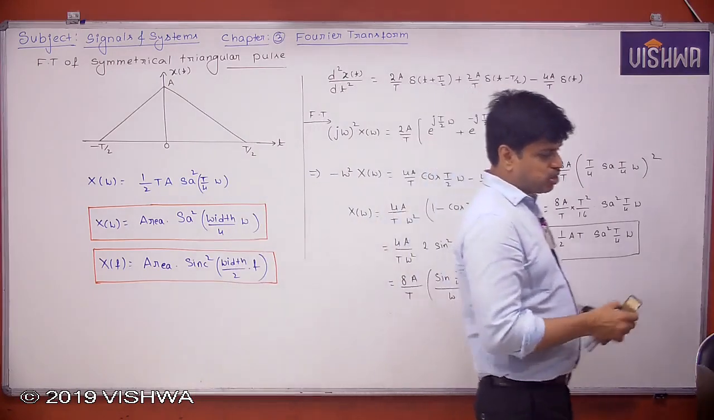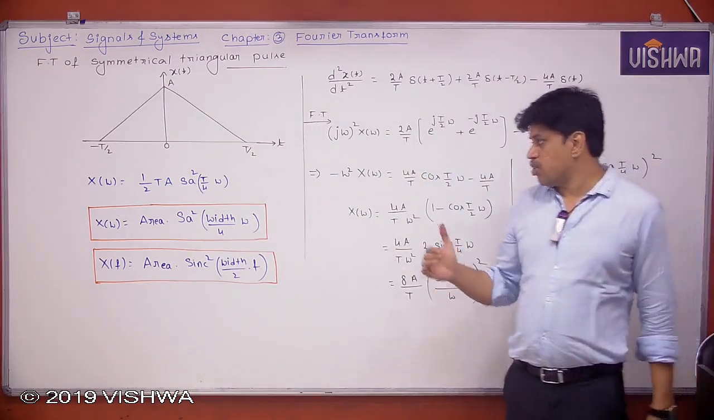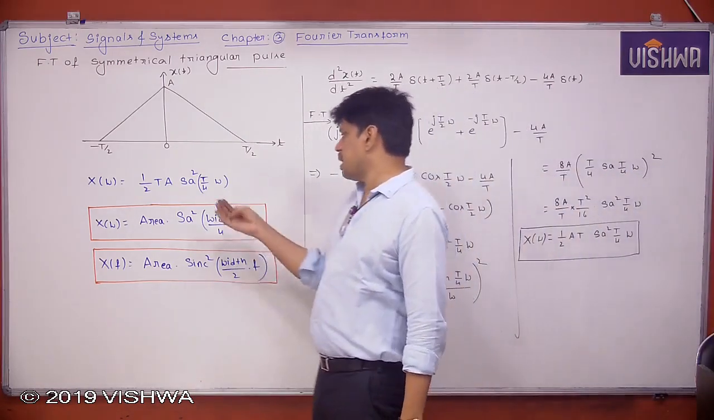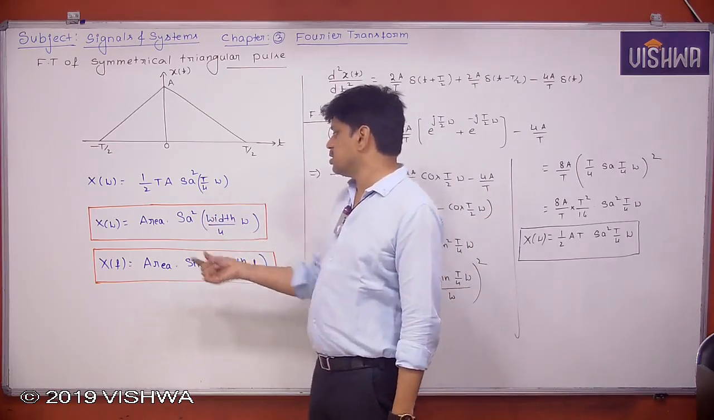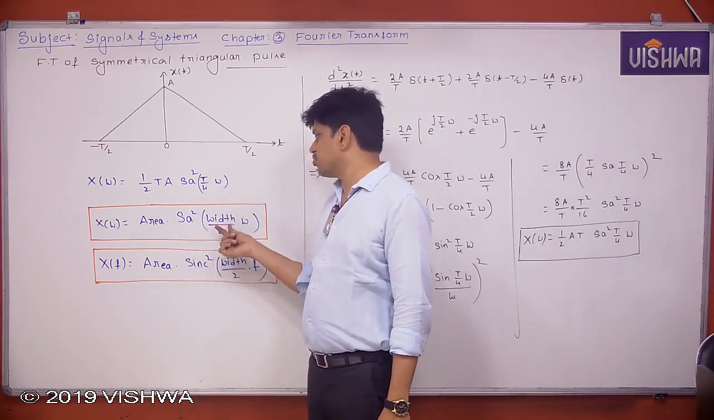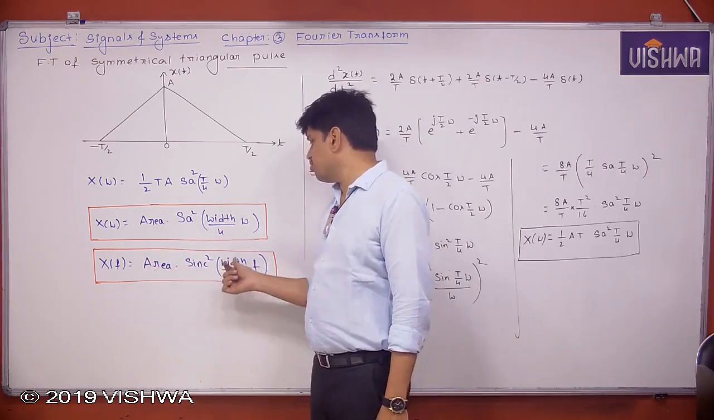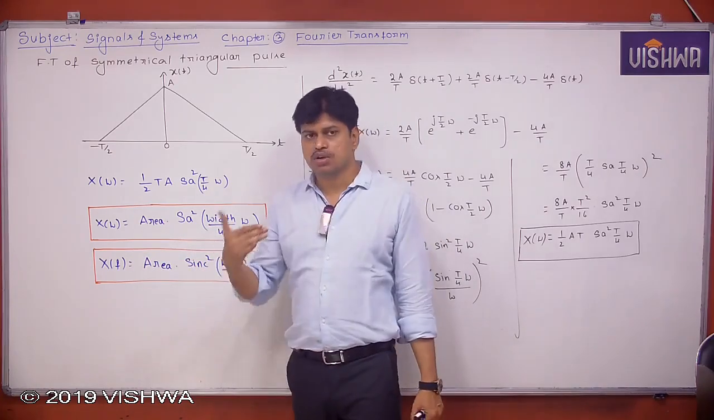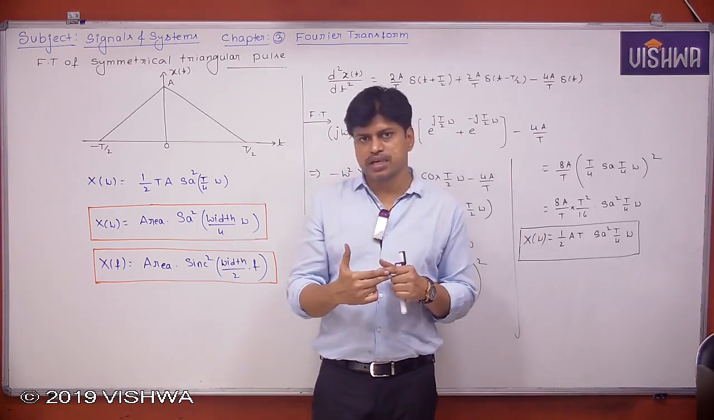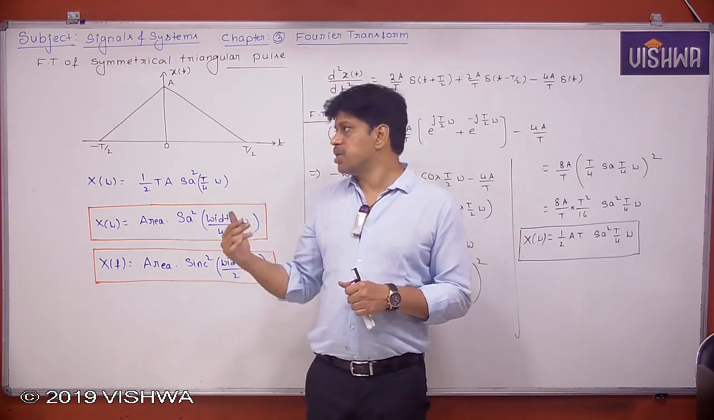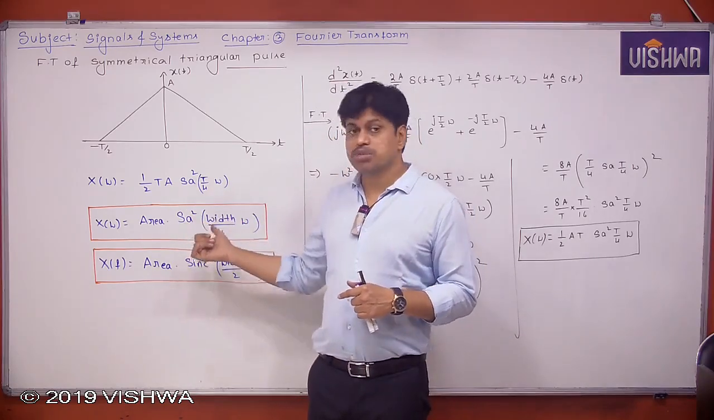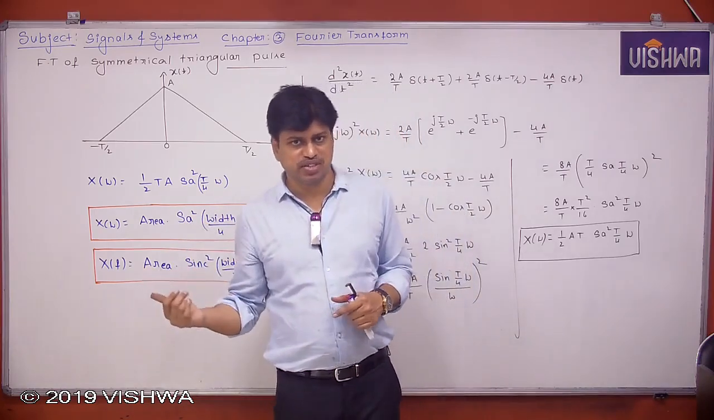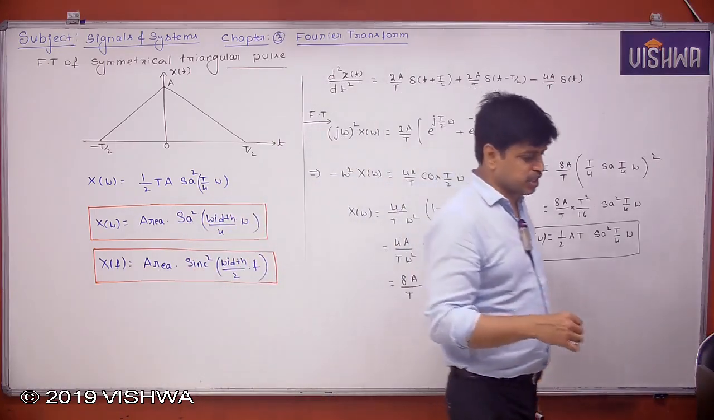So finally you have to remember directly. For a triangular function we are going to get a sampling square function, and here the area term is width by 4, but in X of f the area term is width by 2. So I hope you understood. For a rectangular function we are going to get a sampling function, but if it is a triangular function it is going to be a sampling square function. That's the only difference between them. Okay, take it.